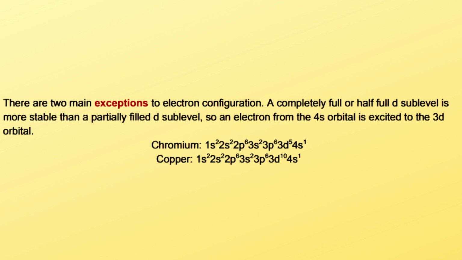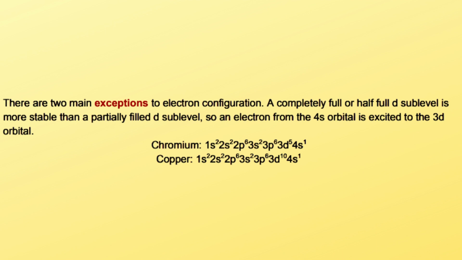A completely full or half full d subshell is more stable than a partially filled d subshell. So an electron from the 4s orbital is promoted to the 3d orbital. As you can see here, chromium is 3d5 4s1 or 4s1 3d5. You can write it both ways. Either you write 4s first, 3d5, or 3d5 4s1, both are okay. But remember, filling goes first to 4s. Only then do you fill 3d.